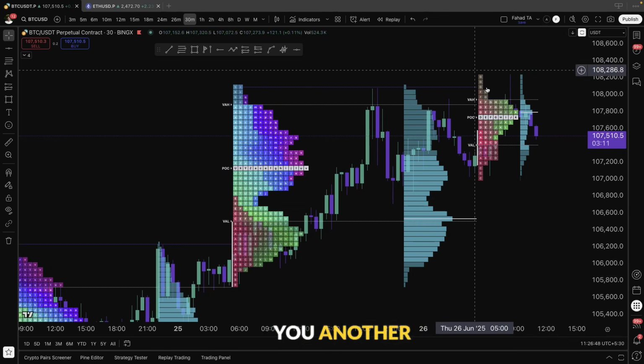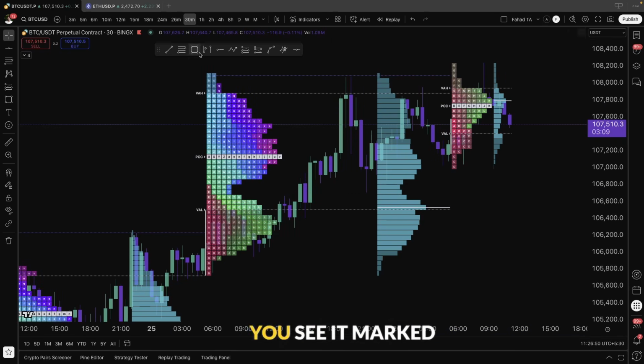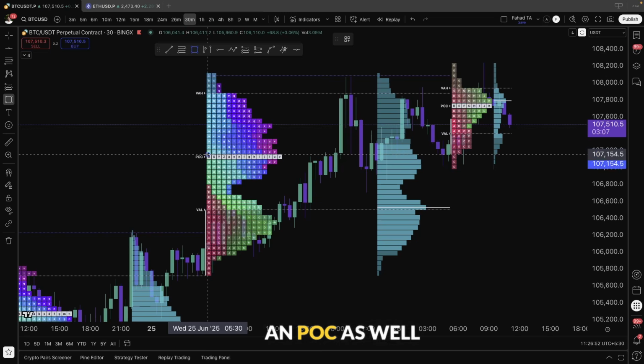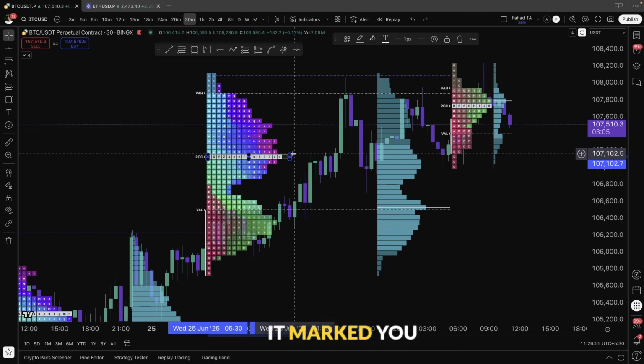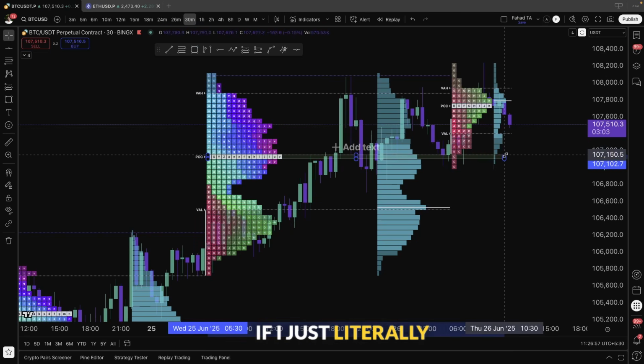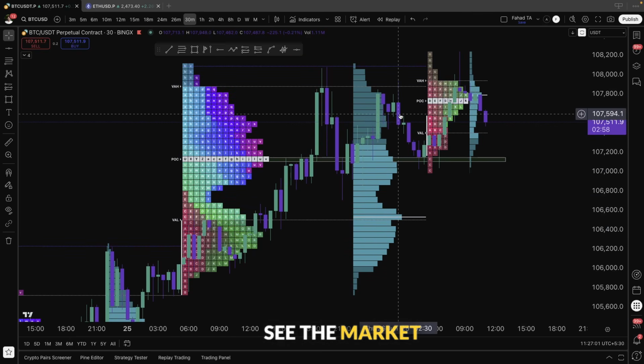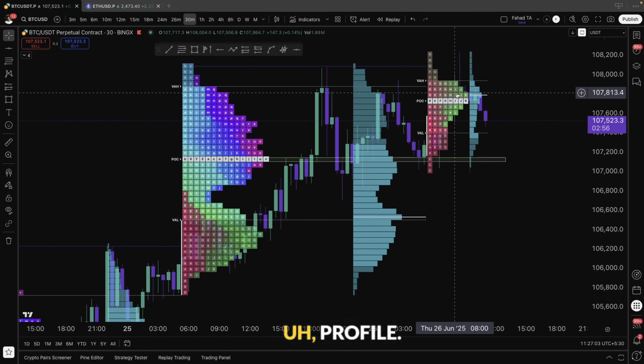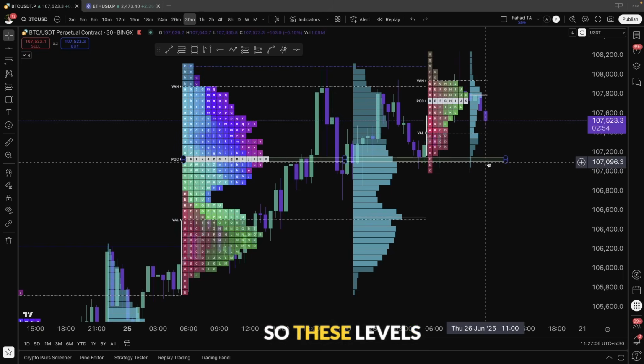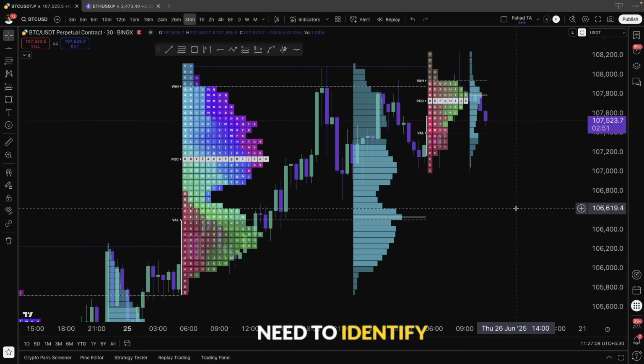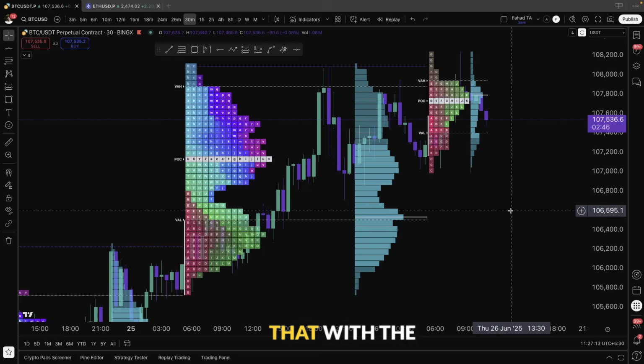Let me give you another example as well. You see it marked a POC for you. If I extend it to the right side, you see the market again reversed right from that profile POC. So these levels are pretty accurate. Now you just need to identify which ones are important and which ones are not. I'm very sure you will understand that with experience.